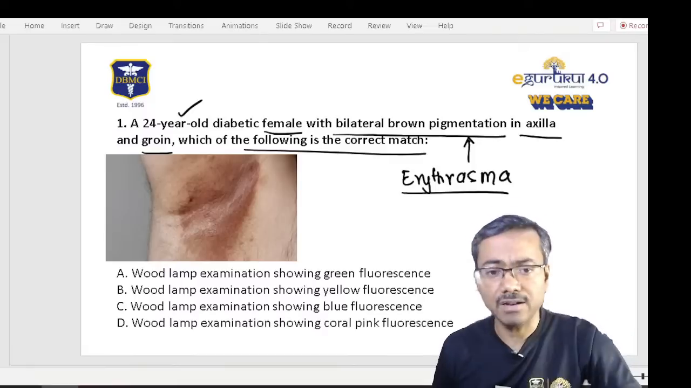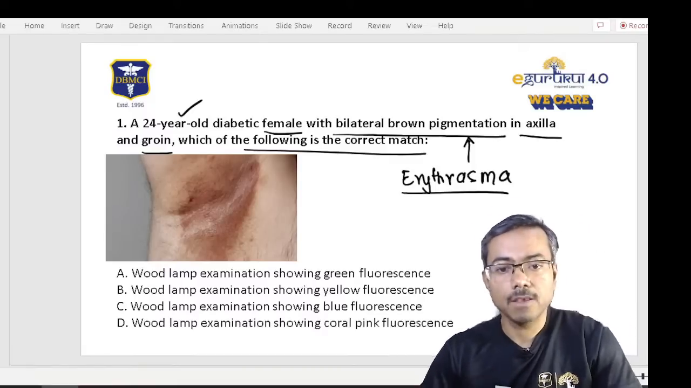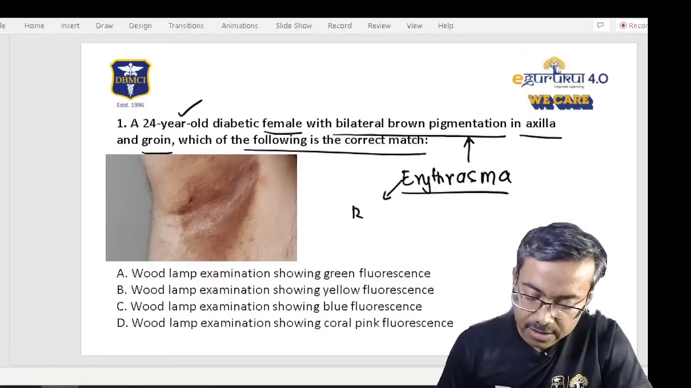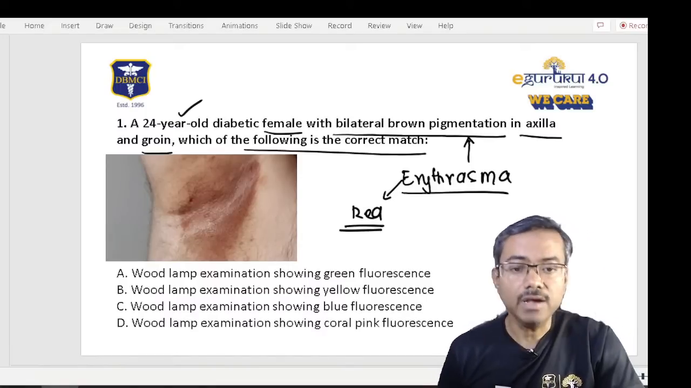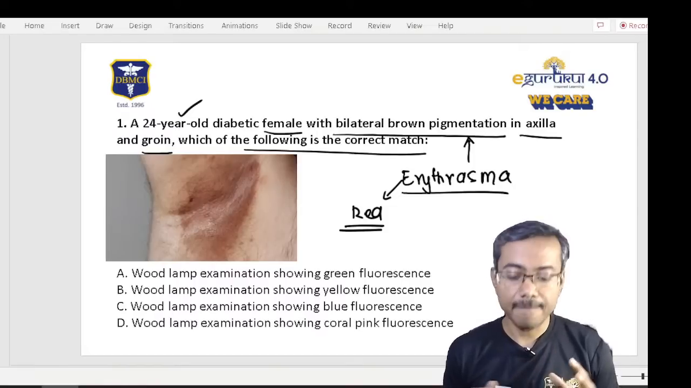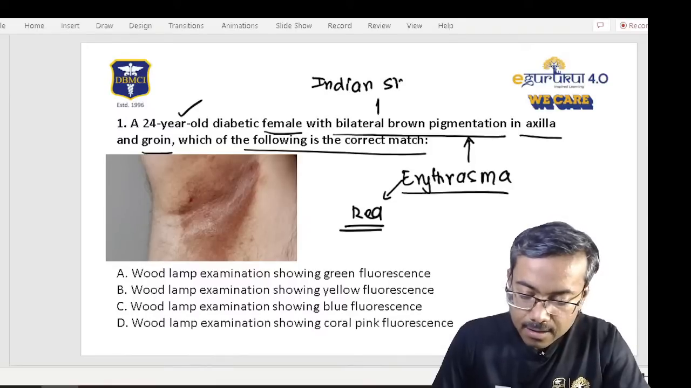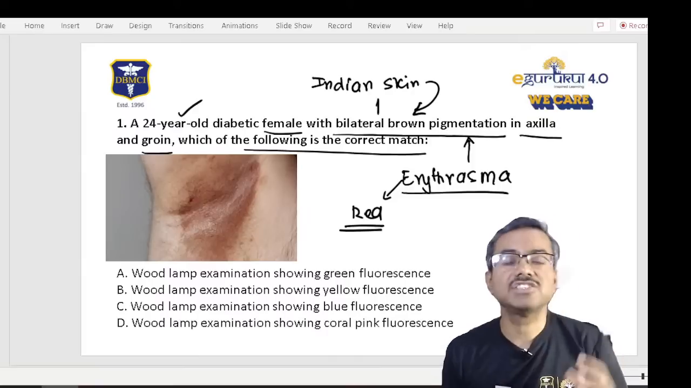Erythrasma is a disease where the word erythro means red. So we expect this to be a red area. But in Indian skin, remember, it is actually brown. So that was the catch in this question.